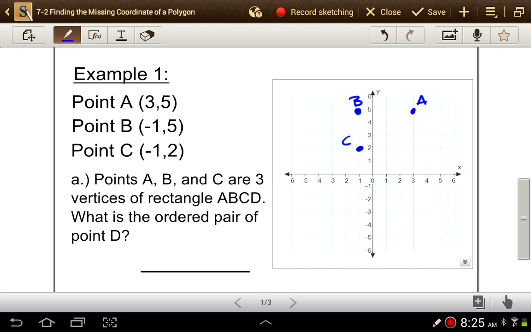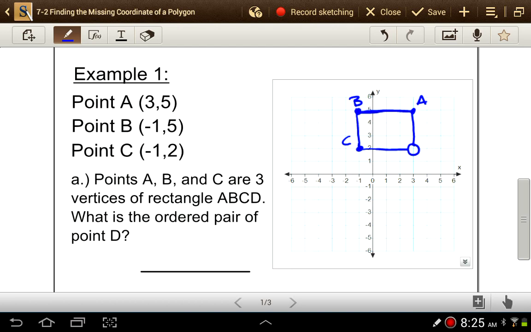So I'm going to draw what I have so far. And now I have to figure out where my last point is for my rectangle. There's only one spot that this point could be to create my rectangle. We do know that in rectangles, opposite sides are parallel and opposite sides are the same length. Using that information, I know that my last point is going to have to be right here. That is what is going to finish my rectangle.